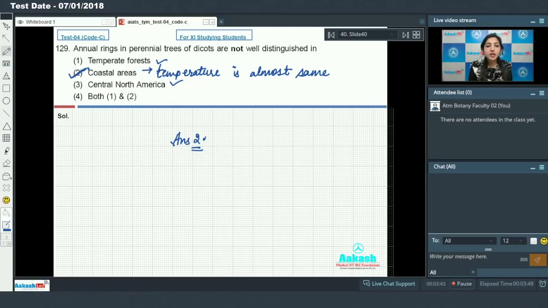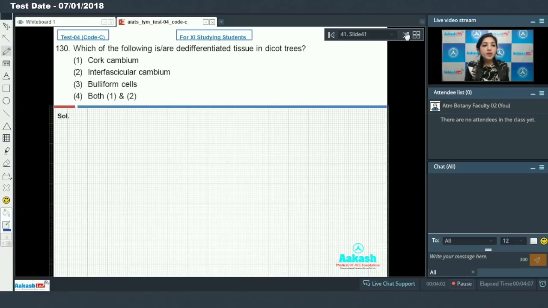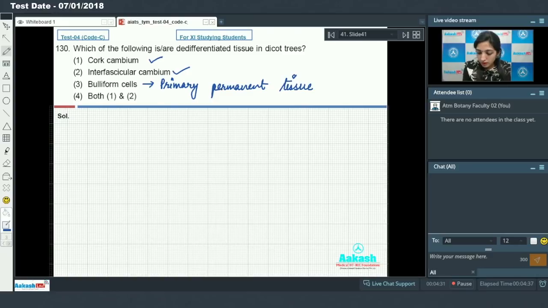Okay, moving on to the next question, that is question number 130. Question number 130 says, which of the following is or are dedifferentiated tissue in dicot trees? Cork cambium is dedifferentiated tissue. Interfascicular cambium is dedifferentiated tissue. Bulliform cell is primary permanent tissue. It is the modified epidermal cells found in the monocot leaf such as grasses.